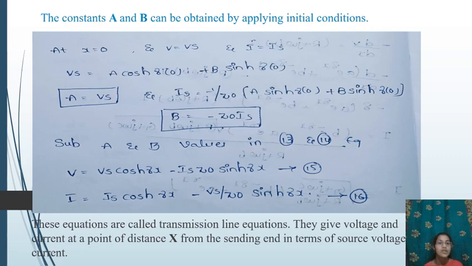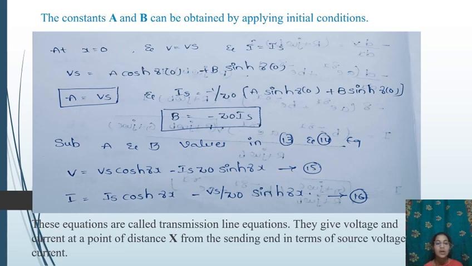The constants A' and B' can be obtained by applying the initial conditions at x equals 0, where V equals Vs and I equals Is. Vs equals A' cosh gamma of 0 plus B' sinh gamma of 0, then A' equals Vs. And Is equals minus 1 by Z0 (A' sinh gamma of 0 plus B' cosh gamma of 0), then B' equals minus Z0 into Is. Substitute the A' and B' values in equations 13 and 14.